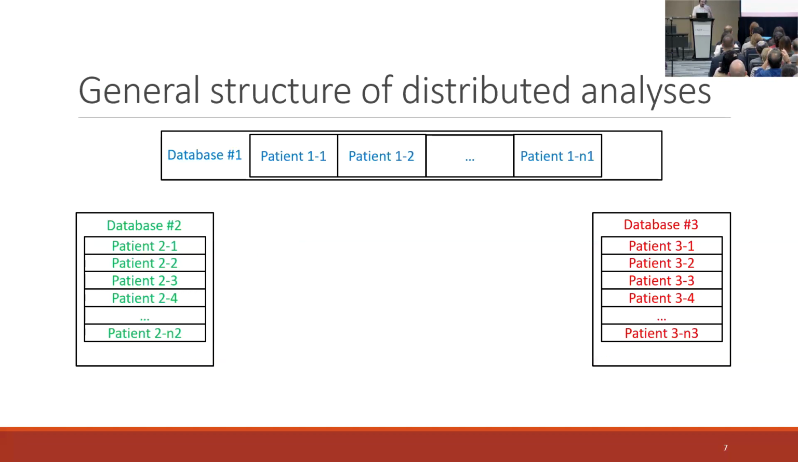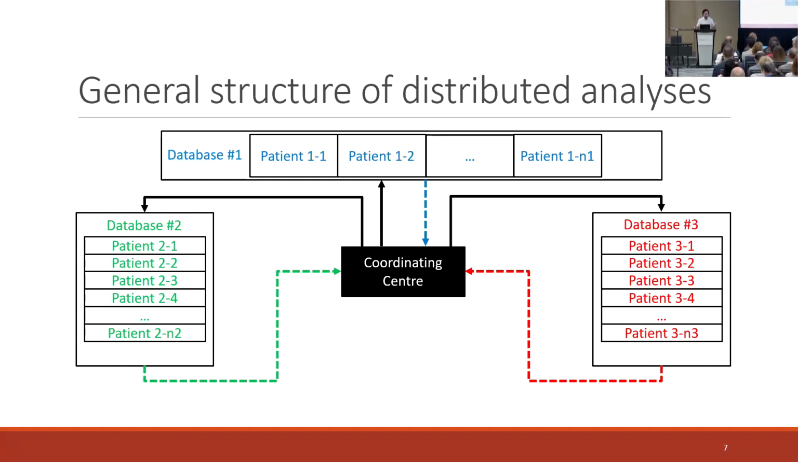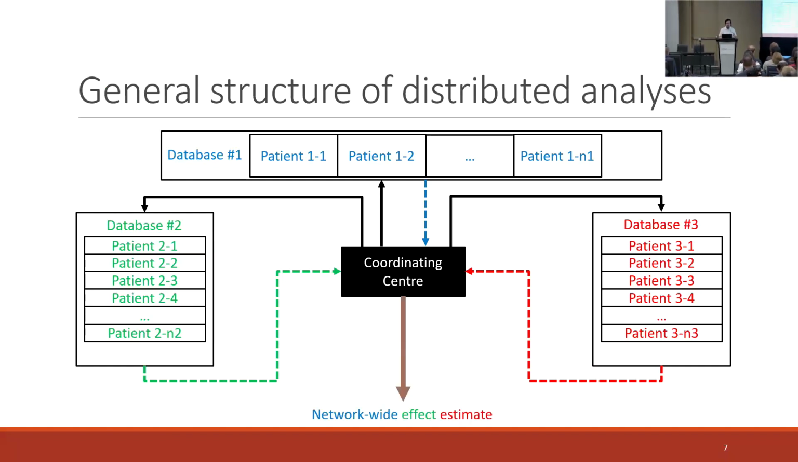So, in case you're not familiar with distributed analyses, the idea is we have these three separate databases that keep their data completely separate, and then some central coordinating center that distributes protocols or analytic code to these different databases. The databases then return their results, represented by the dashed line, specific to their location. And finally, we kind of combine all these together into some rainbow network-wide effect estimate.